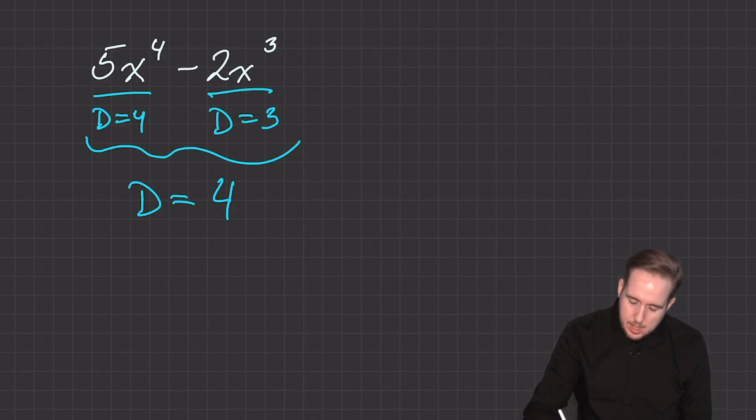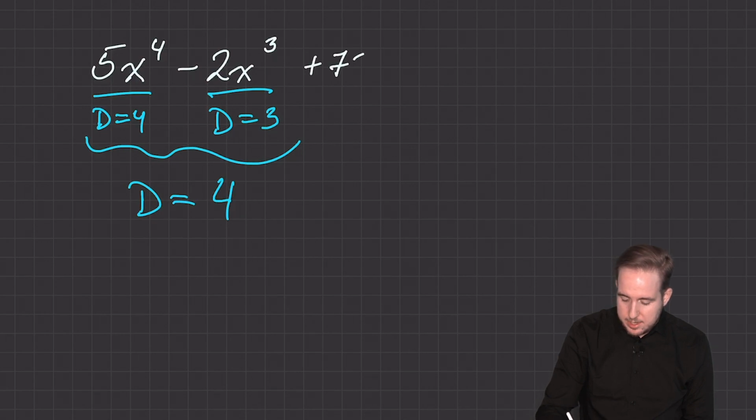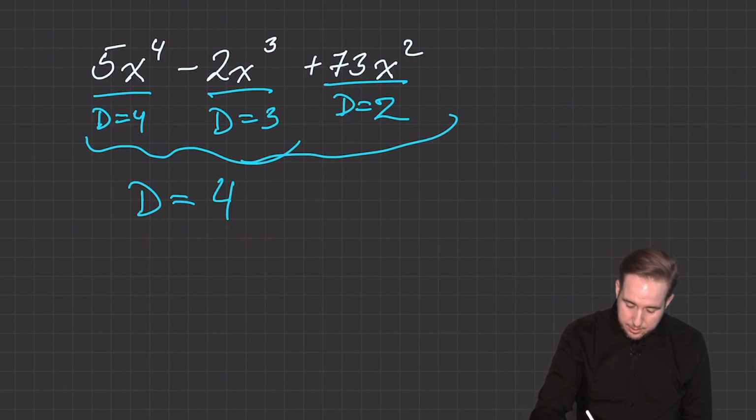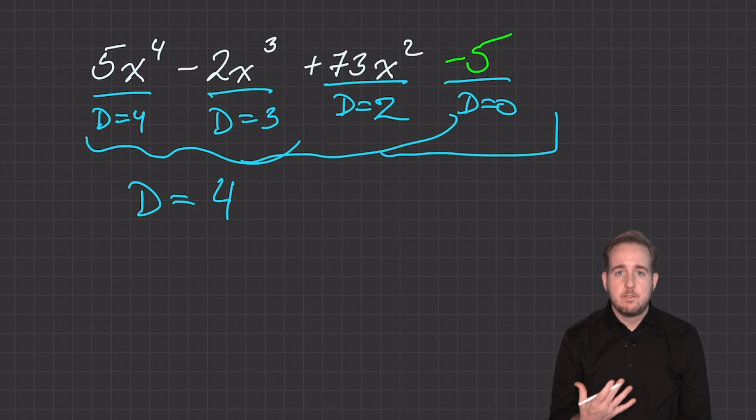Trust me. And that means I could add more to this. So I could put plus 73x squared. That would have a degree equal to 2. But this whole thing would still have degree 4 because the 2 doesn't add anything to this. I could stick onto this, say, negative 5. And that, of course, has a degree 0. But the whole thing still has degree 4.